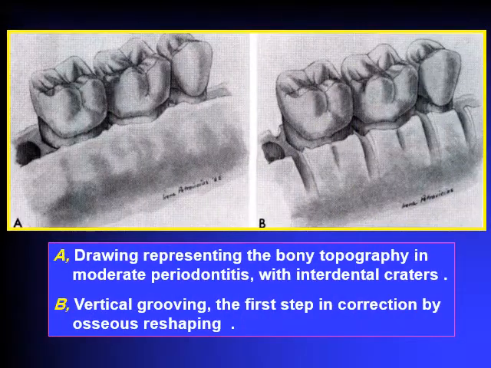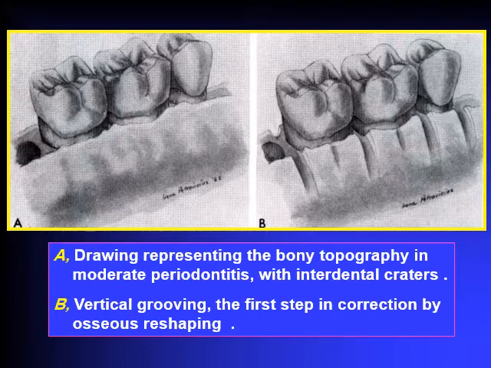Here in the diagram, I will show this case. In A, there is thickening or bulging of the alveolar bone, with a shallow crater, a shallow interdental crater. So what we will do, the first step is the vertical grooving. We make the vertical grooving with a round carbide or diamond bur with a low speed contra-angle.